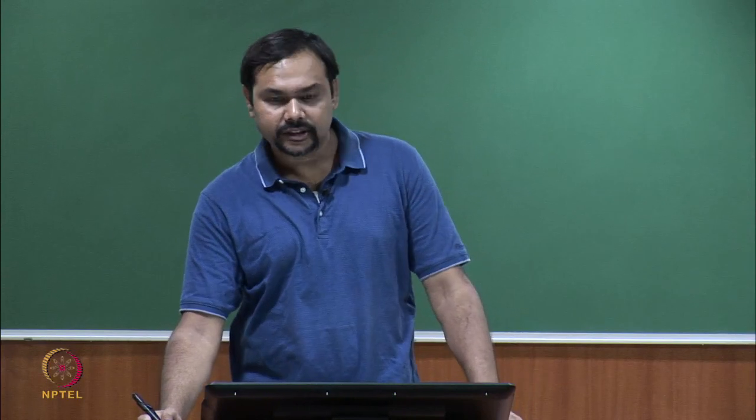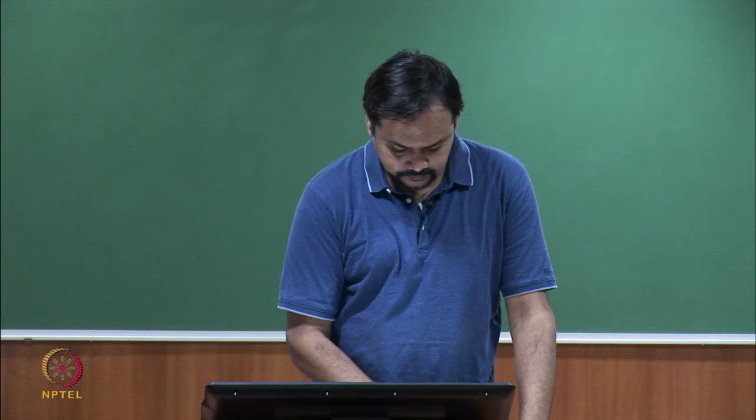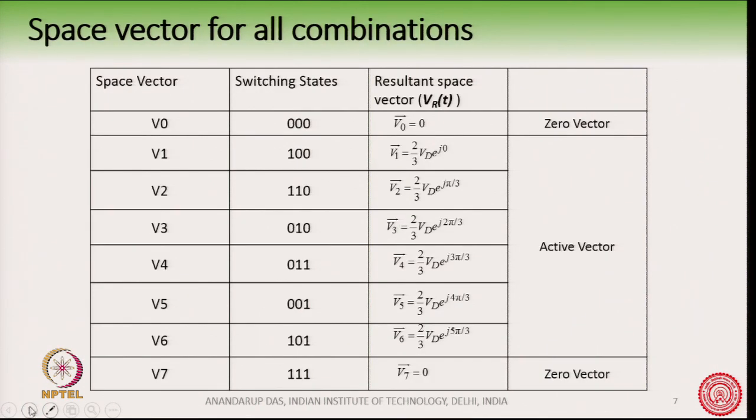So, we continue our discussions with space vector PWM. So far we have seen what is a space vector, and space vectors can also be realized using the graphical way, and we have seen the space vector of the pole voltage, and from which we can derive the space vector of the phase voltages. And these are the space vectors for the 3 phase 2 level converter.